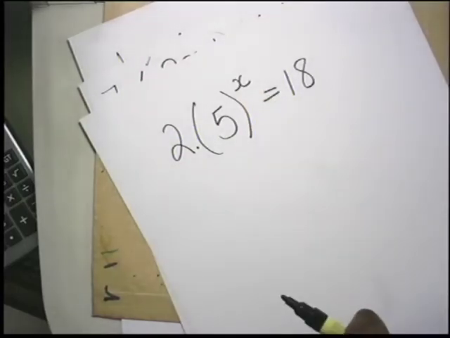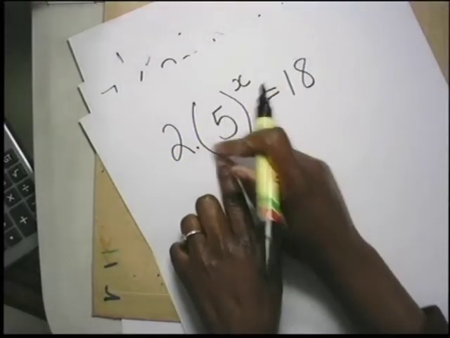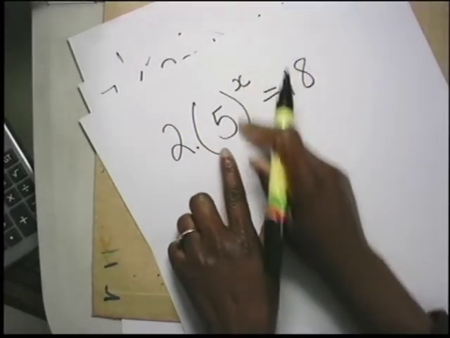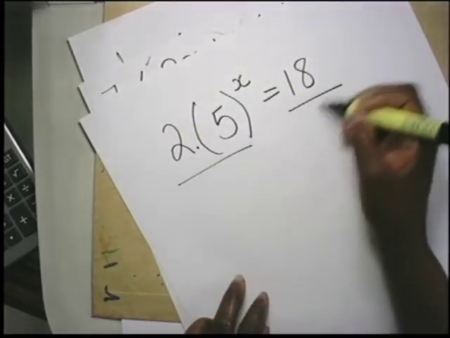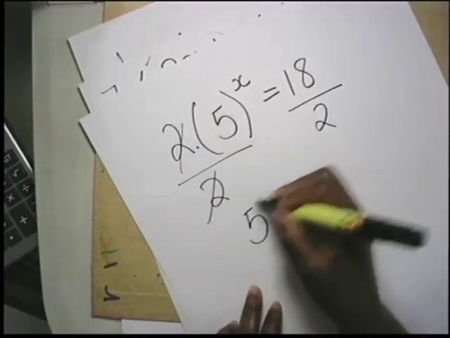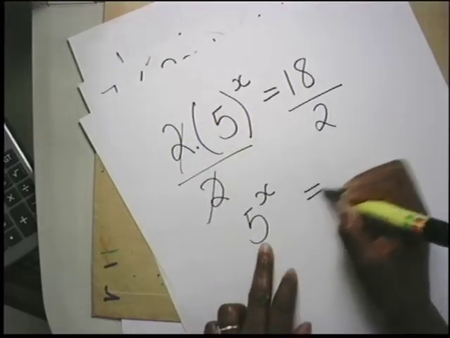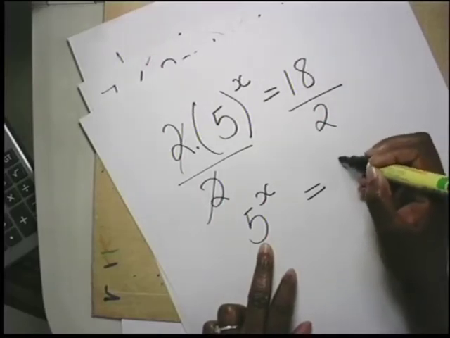We want to find the value of x. What must we do? It's only 5 which is raised to the power of x. 2 is not raised to the power of x. So let's divide both sides by 2. Then 2 and 2 cancel out, and I'm only left with 5 power x is equal to 18 divided by 2, which gives us 9.